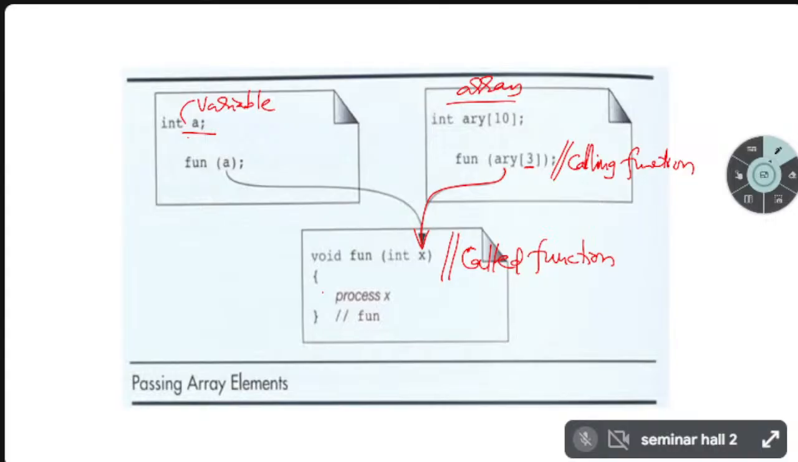Here we have x. That means the fourth element is passed to x, right? The value of a is passed to x. When it comes to a normal variable, and when it comes to an array variable, index 3 means fourth element. I am passing the fourth element to x.